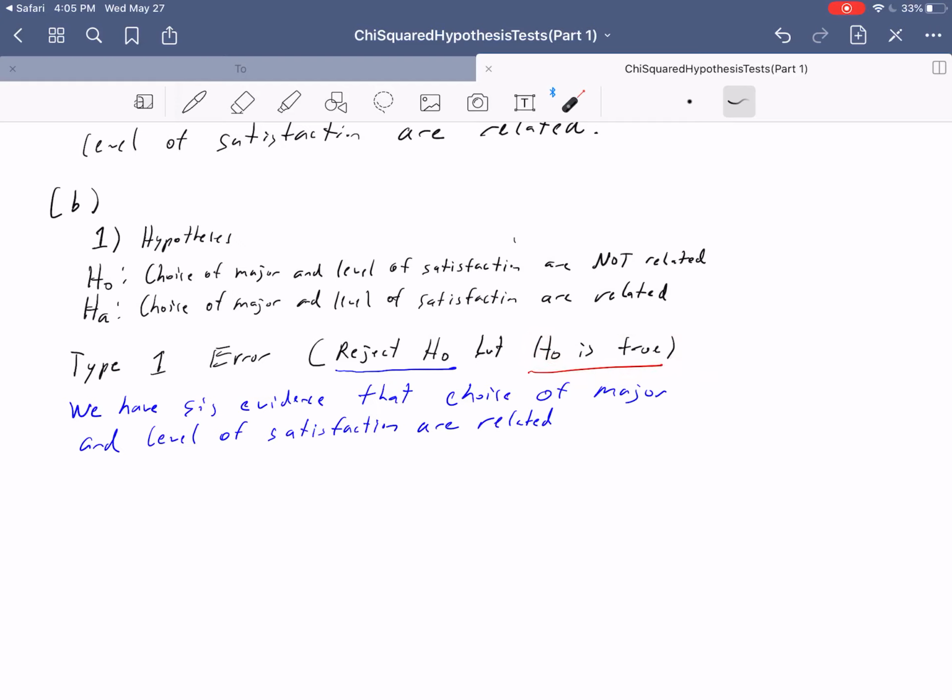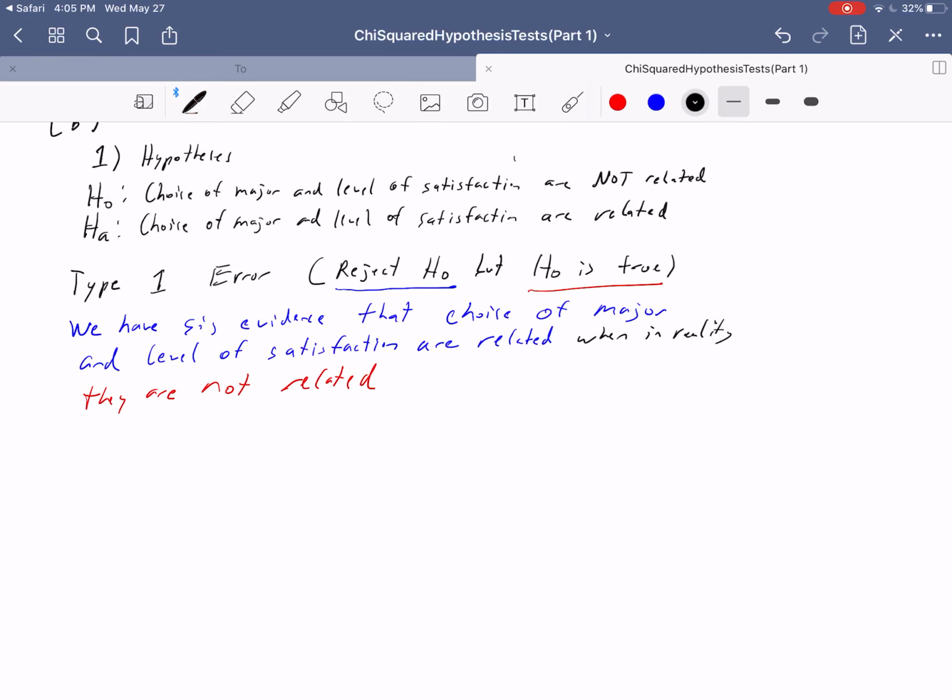But H0 is true, meaning they are not related. So we'd say, when in reality, they are not related. So, again, type 1 errors are generally false positives. You think something is going on when it really isn't, and that's exactly what we're describing here. This is where we think we have significant evidence that the choice of major and level of satisfaction are related. We think there's a relationship, when in reality, they are not related.